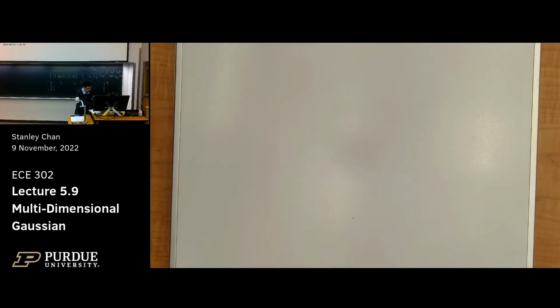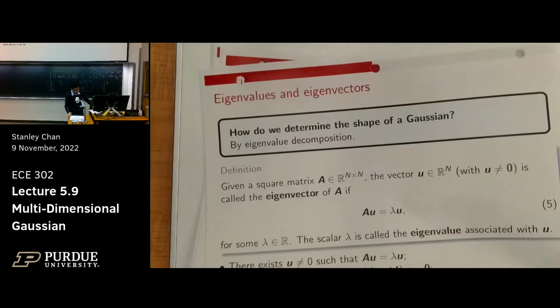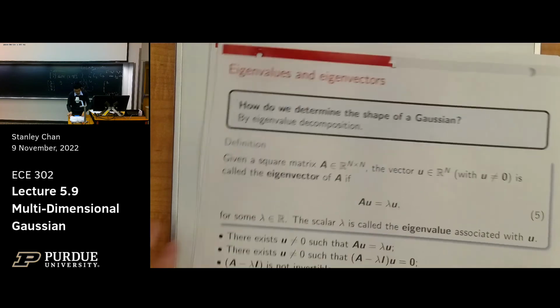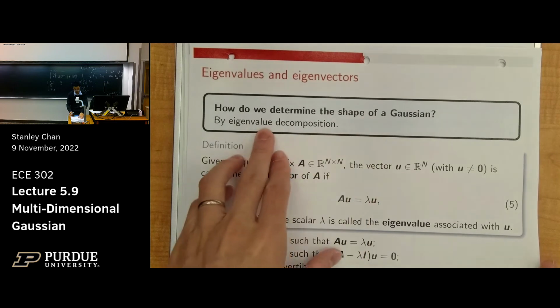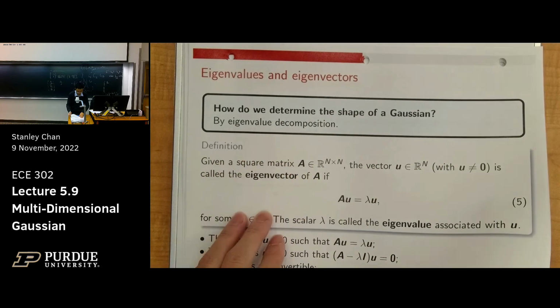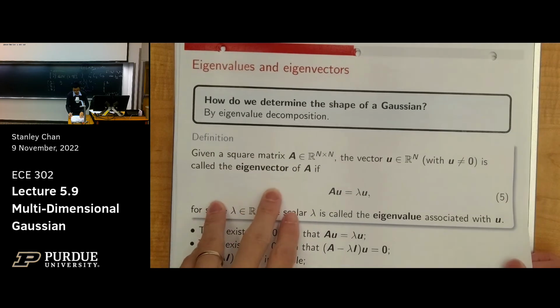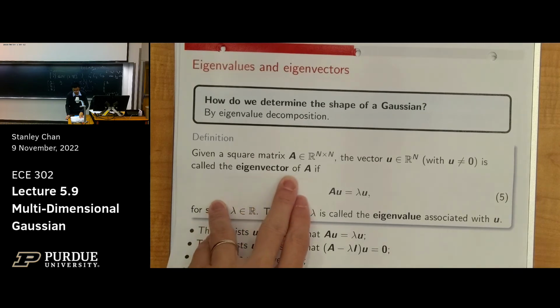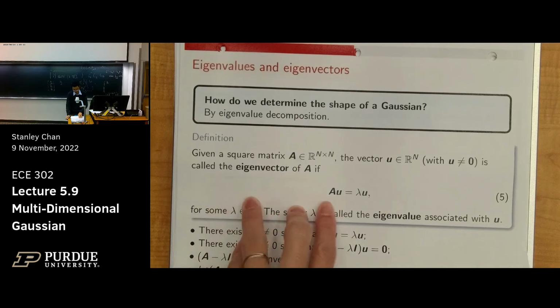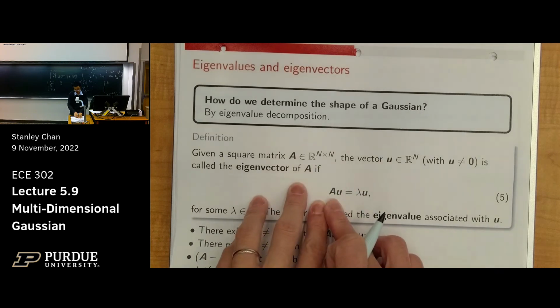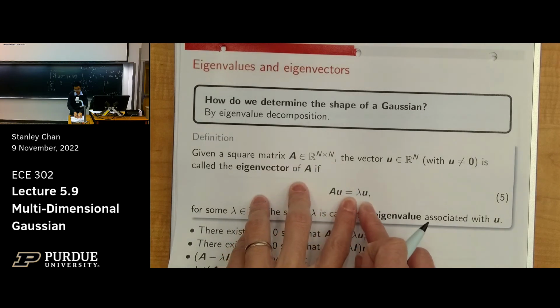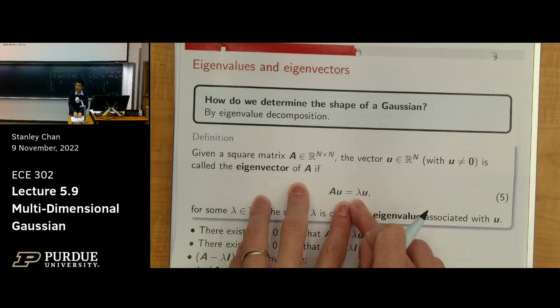So what are they? Well, before I do that, I will just quickly scan through these slides. So how do we determine the shape of Gaussian? By the Eigen Decomposition. So that's a definition of the Eigen Decomposition. And before that, there's a definition of eigenvector. An eigenvector is a vector, a U, that when you multiply your matrix A with this U, it's going to give you this U back with a multiplier called the lambda. It's called the eigenvalue.